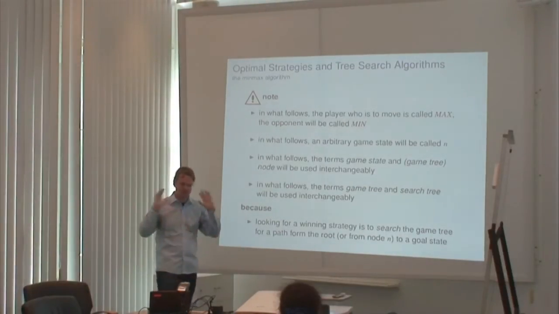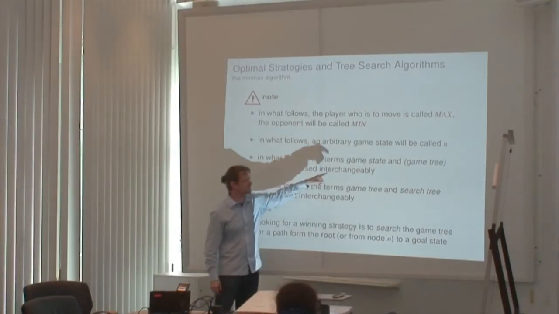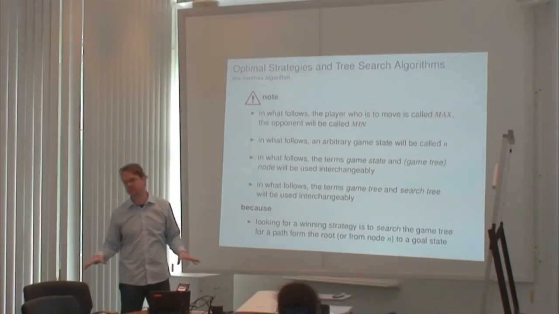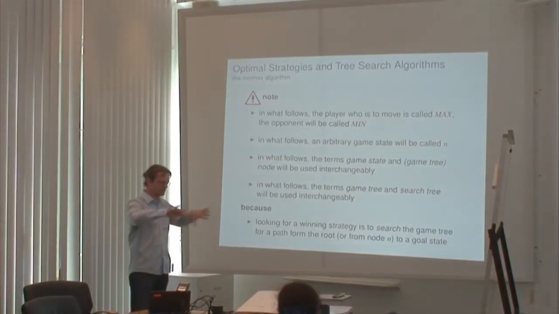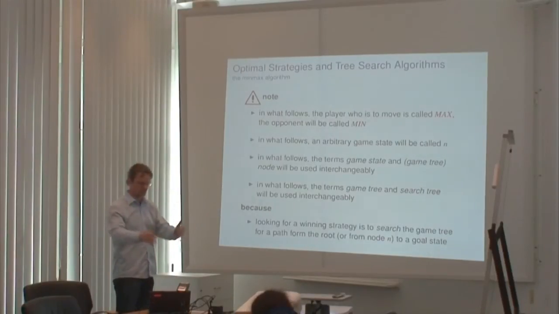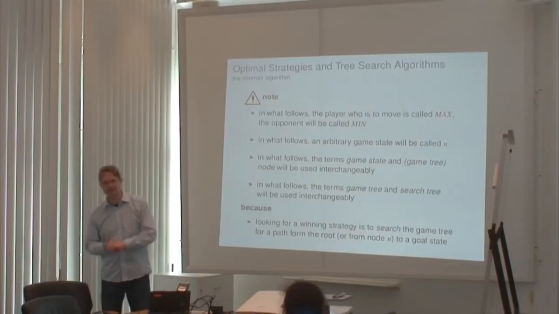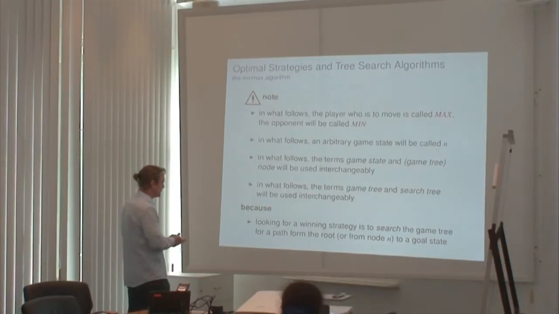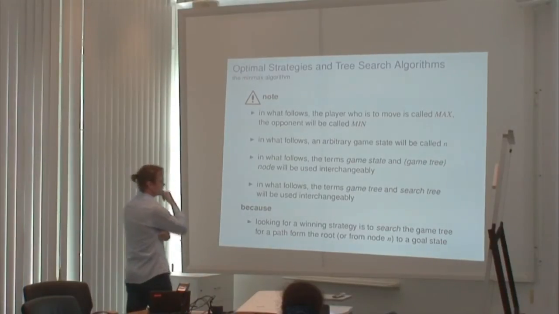In particular, I will not be very careful with my terminology. I might, or possibly will, use the terms game state and node, or game tree node, interchangeably. To me, they are the same thing. The game state and the node in the game tree are the same thing, so I will not be very careful in trying to distinguish them, so don't be surprised. And I will also, most likely, refer to game trees as game trees or as search trees. Again, to me, they are the same thing, and we will see why. And here is the reason for using this terminology.